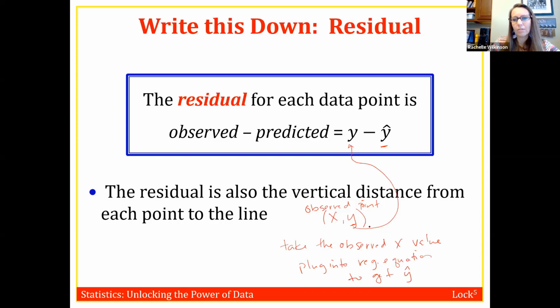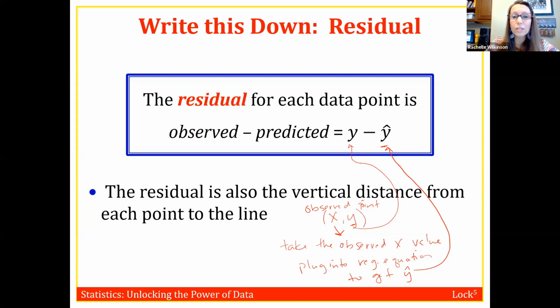to get y hat. So we're going to take this X, plug it in to the regression equation, and then it's going to give us a y hat value, and that's the y hat that we're looking at here to compute our residual. So we always take observed minus the predicted, so y minus y hat, and not the other way around. So this residual is also the vertical distance that each point is to the line.